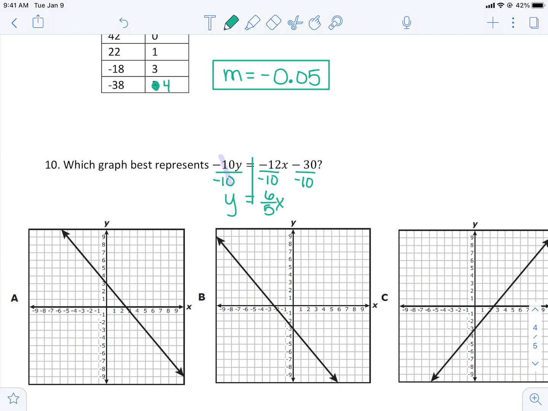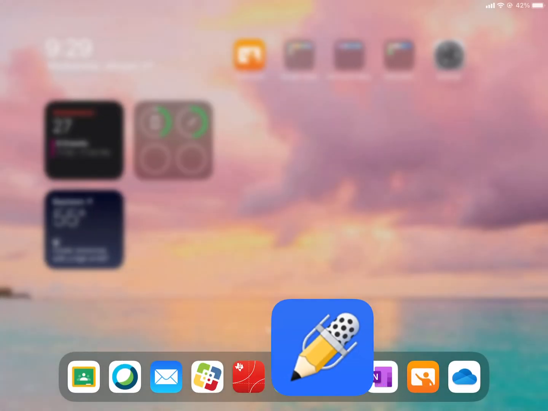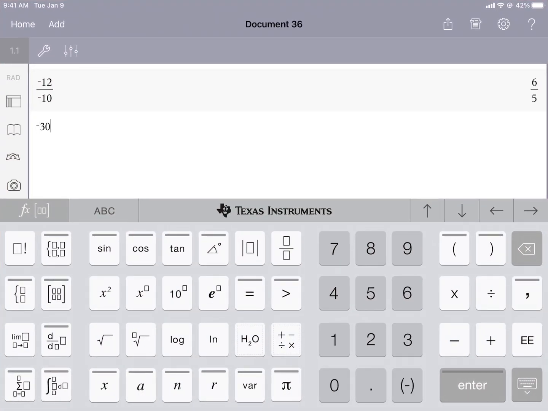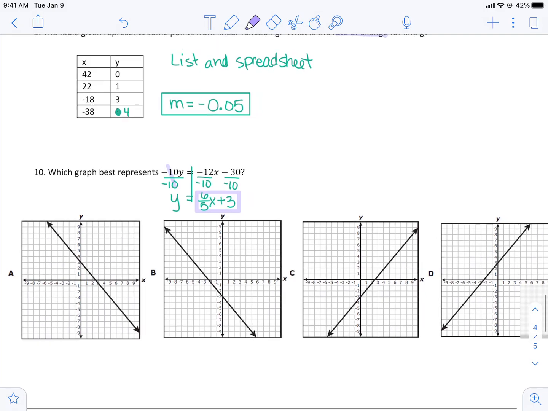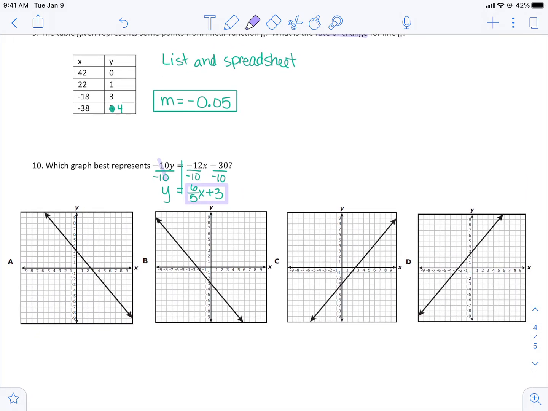And then I have negative 30 divided by negative 10. Type that in. I get a positive 3. Positive 3. So I'm going to go back. I'm going to put plus 3. And now I am going to type this into my calculator, but only the stuff after the equal sign. Okay, so that is what's going to type into my calculator, and then I'm going to compare that graph with the 4 options I have here. So 6/5 x plus 3.